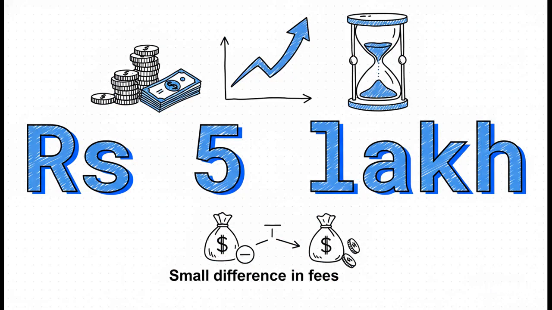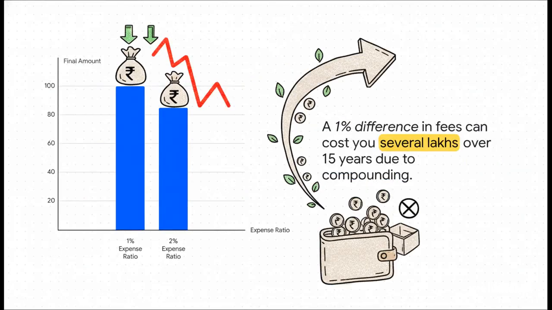And just to show you why this is a huge deal, let's run a quick scenario. Let's say you invest 5 lakh and you just let it sit for 15 years. Now let's see what a seemingly tiny difference in fees does to that pile of money. Wow, look at that. It's kind of shocking, right? That tiny 1% difference in the fee, it doesn't sound like a big deal, but over 15 years, thanks to the power of compounding, it becomes a massive chunk of change. We're talking several lakhs, and that's money that belongs in your pocket, not theirs.